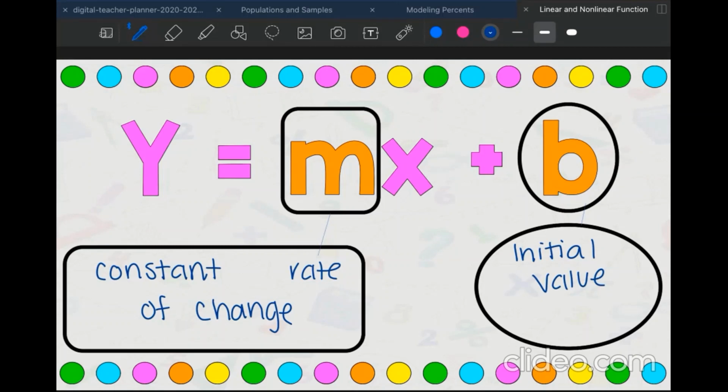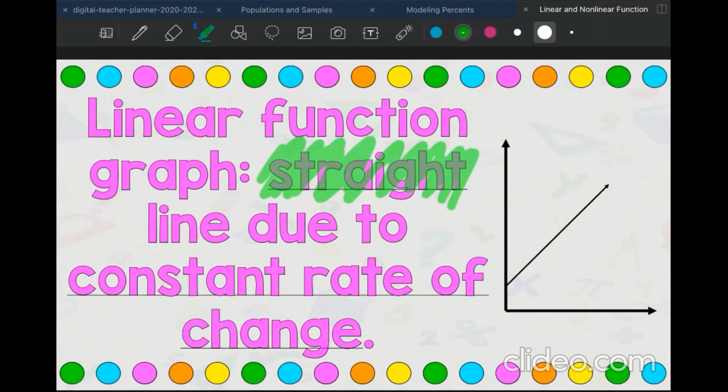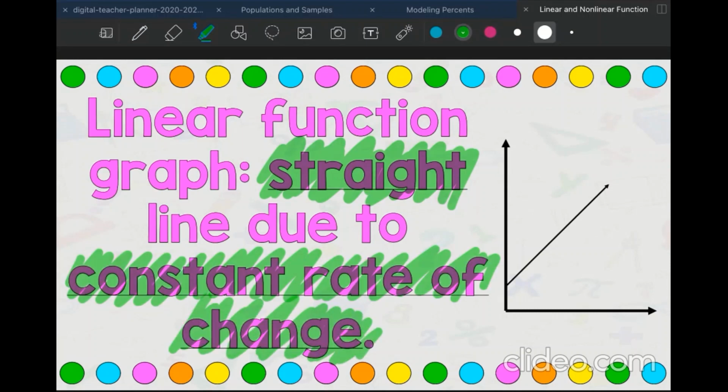All right, so as you see, everything that I'm talking about up to this point is nothing new. This is stuff we did last topic. I'm just maybe calling it something else, almost like a synonym. So let's talk about linear functions. Linear functions are a straight line, and they're straight due to their constant rate of change. So in order for it to be linear, it just has to be straight.